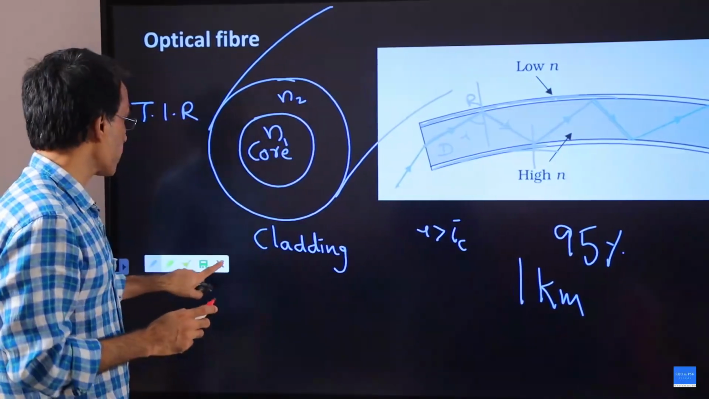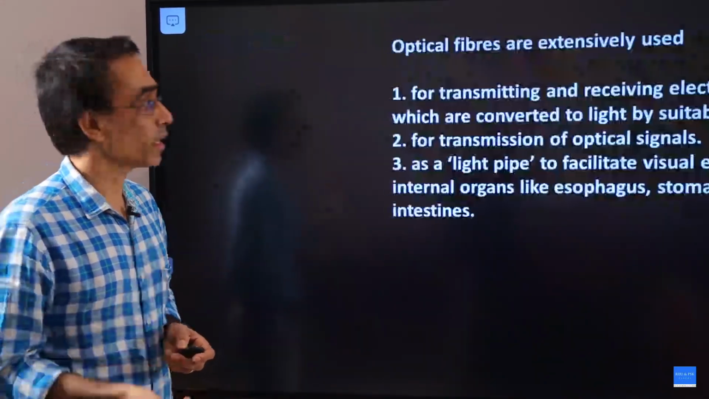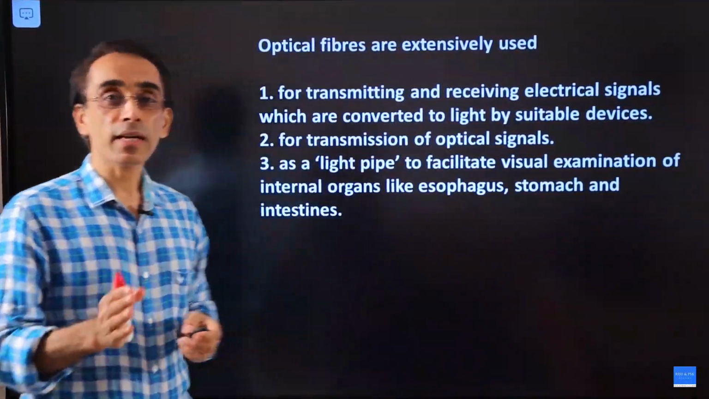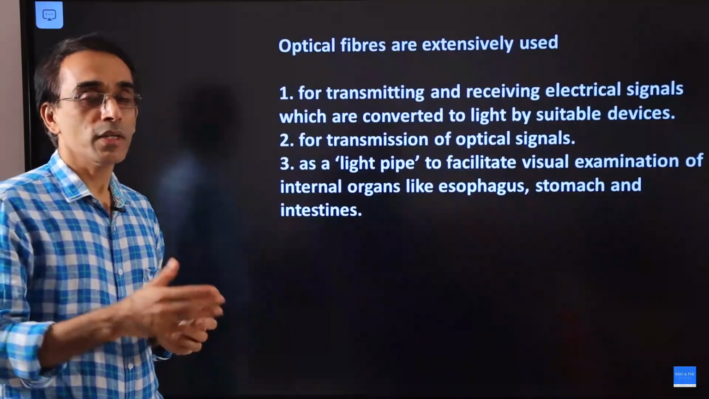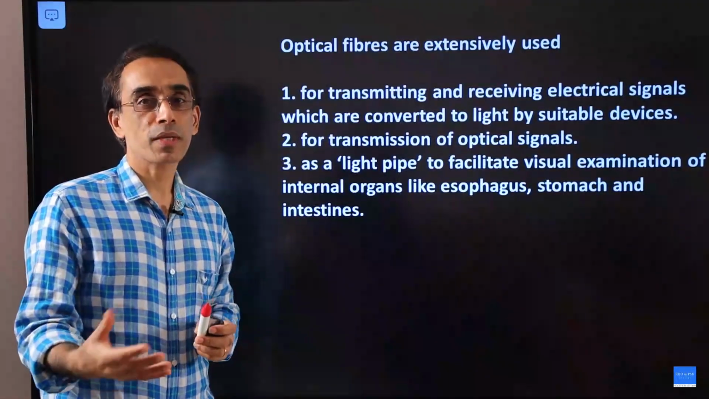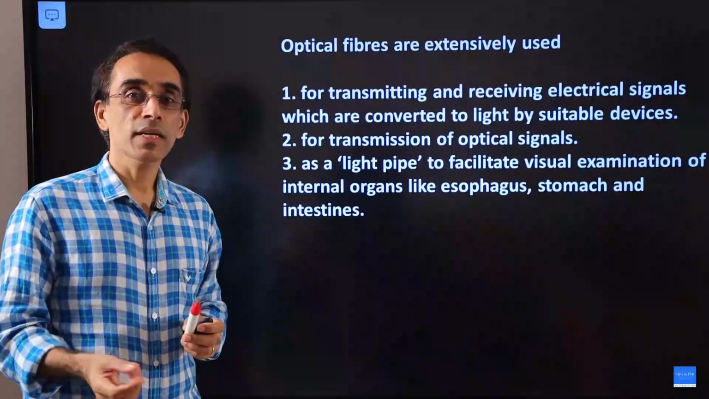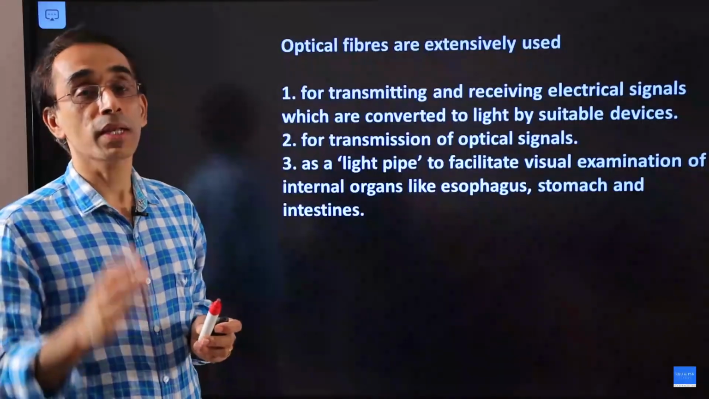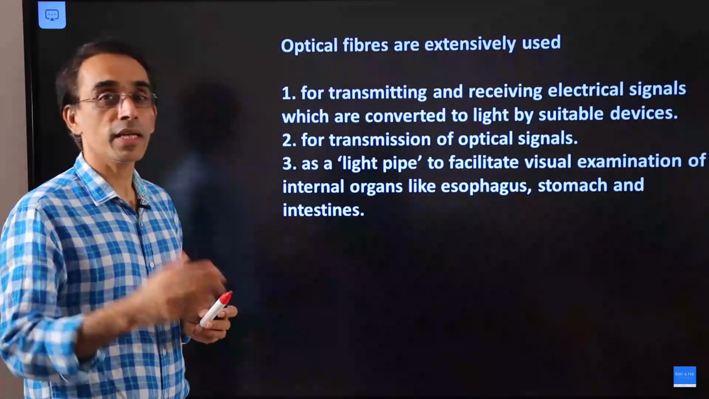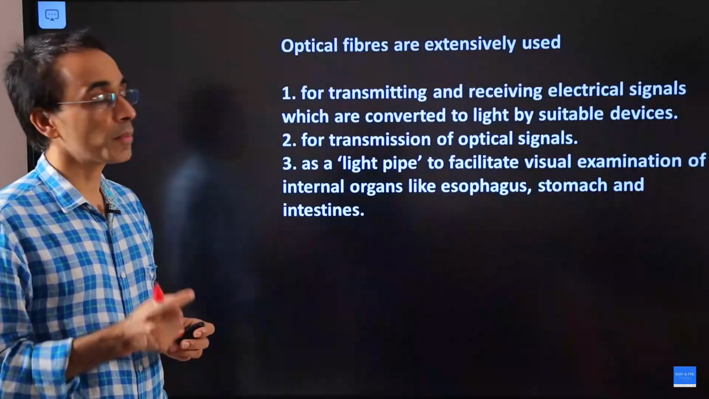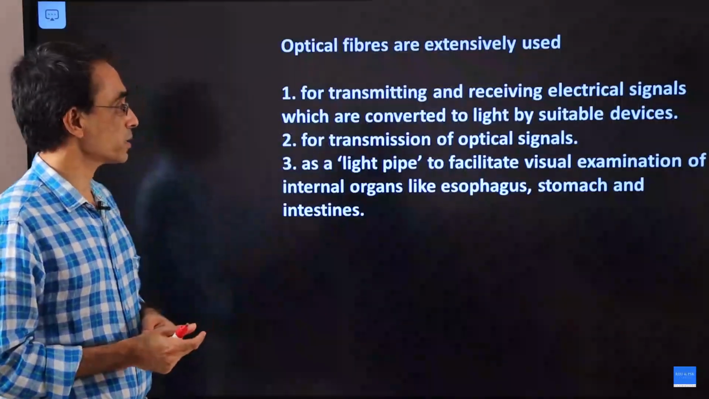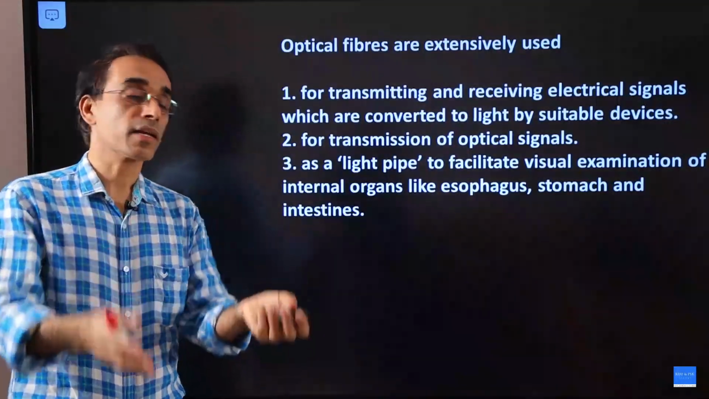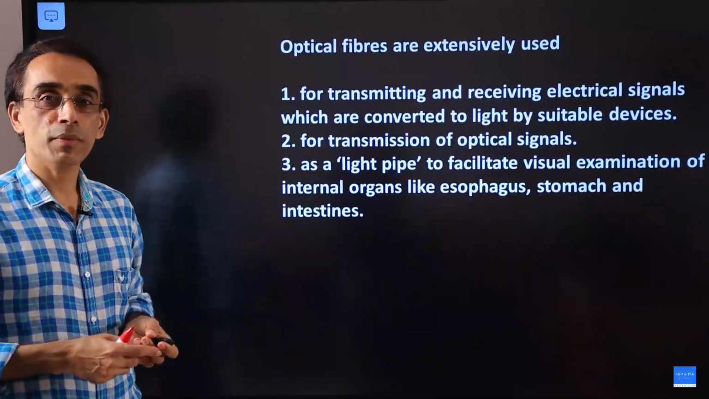So optical fiber cable is very useful in many areas, such as they are used for transmitting and receiving electrical signals converted into light. See, in your computer we have electrical current signals. This can be converted into light signal and transmitted through an optical fiber cable. In cable TV that happens. They transmit that through optical fiber cable after converting that into light. Sometimes you can create optical signals directly and you can transmit them through the optical fiber cable.